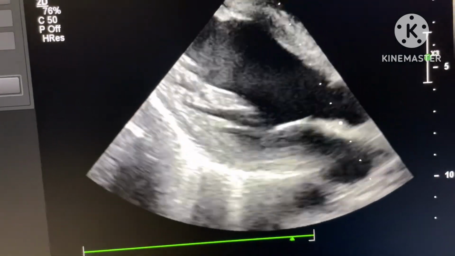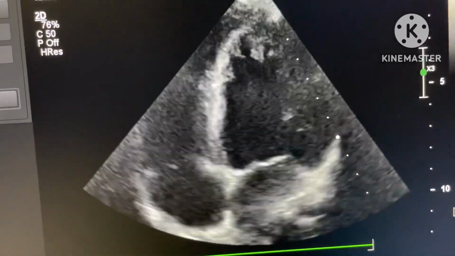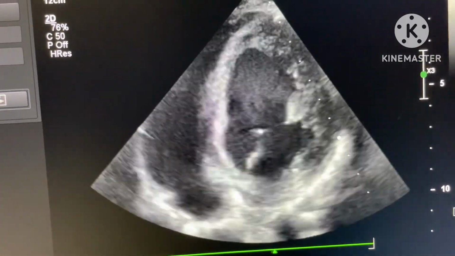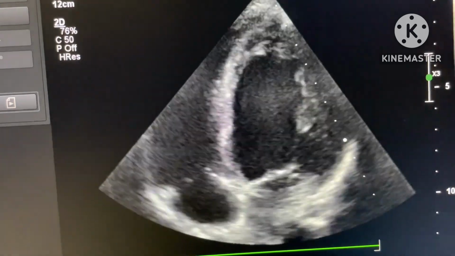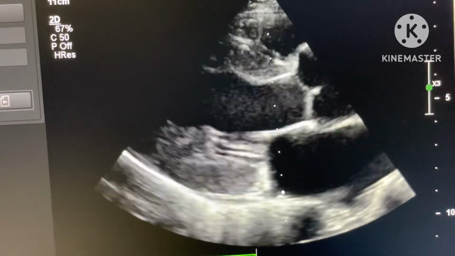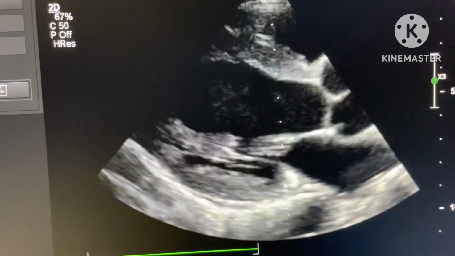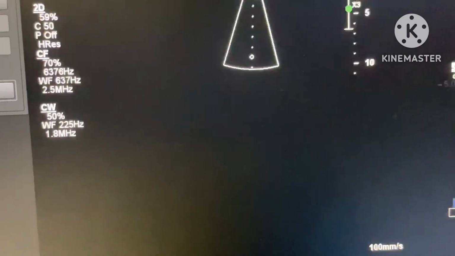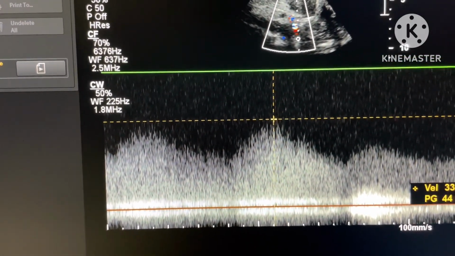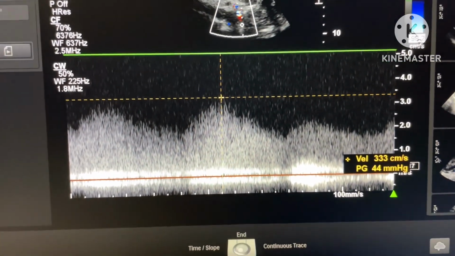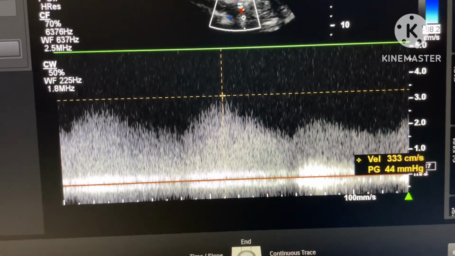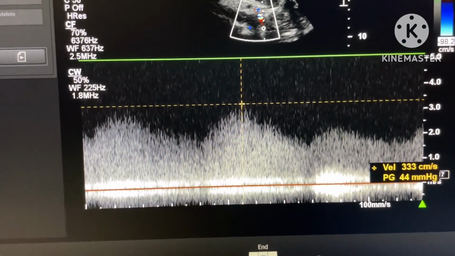Here you see again the concentric LVH, apical four-chamber view, low normal systolic function, 16-year-old boy. You can see the same thing in the parasternal long axis view, concentric LVH. You see the velocity across the right renal artery, 330 centimeters per second. More than 180 centimeters per second is abnormal. In this case, it is 333 centimeters per second, so very abnormal.